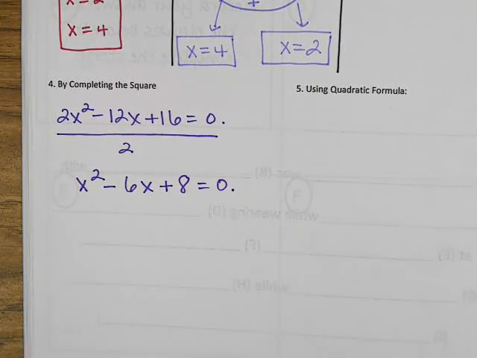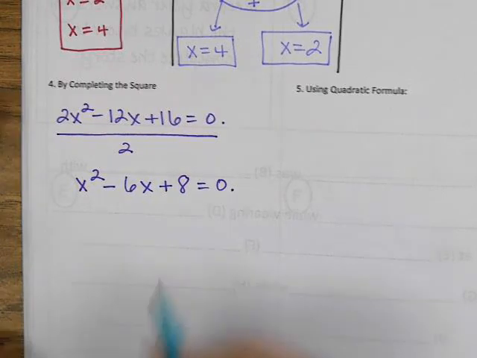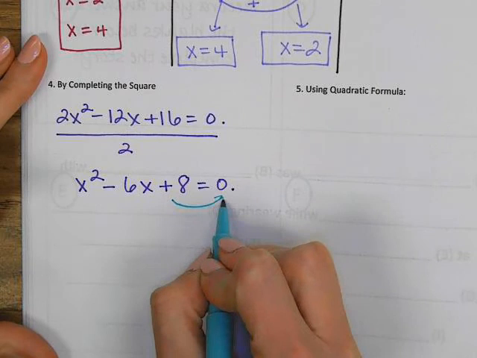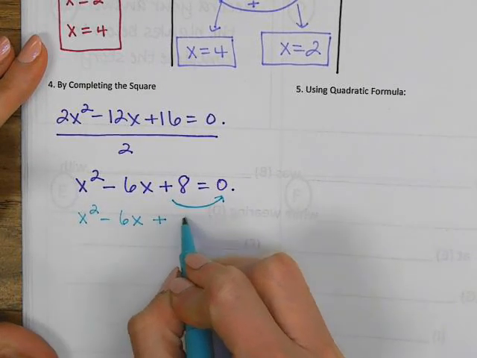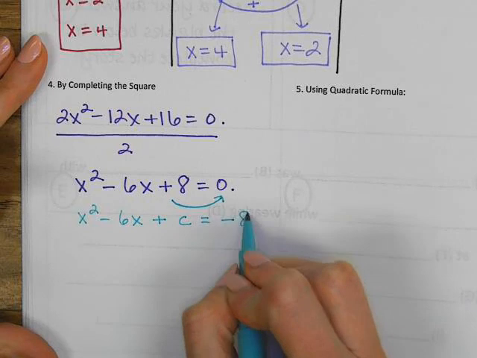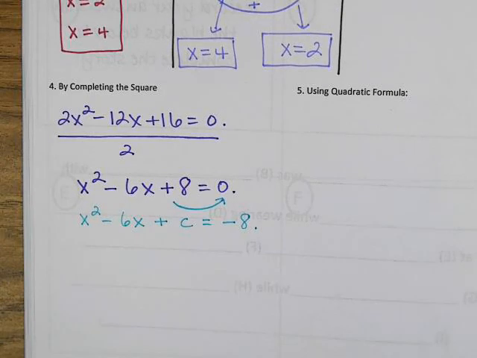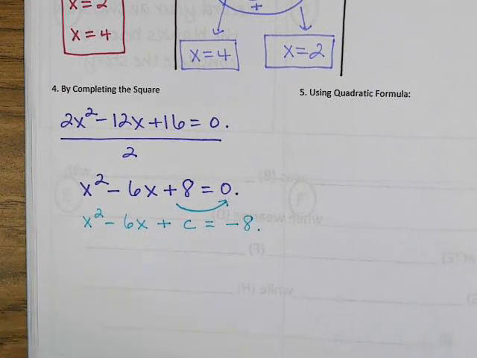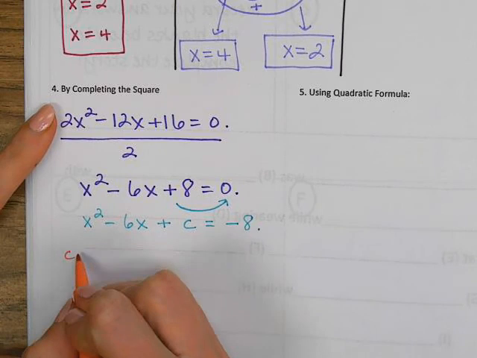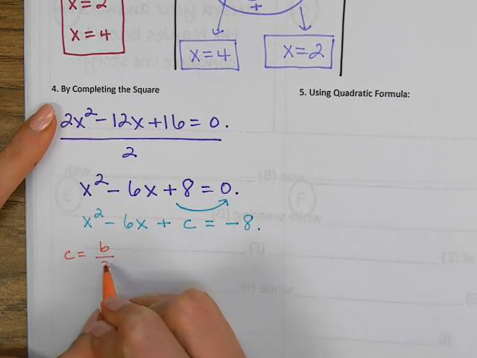Okay, completing the square is not usually people's favorite method. So completing the square, we have to move the 8 over first. So we're going to subtract the 8 over, and now that the 8's gone, we leave a space for our new constant c that we're going to find. So the 8 moves over, becomes negative 8, leave a space for c. And the formula to find c is (b over 2) squared.